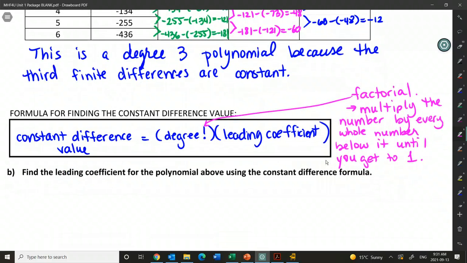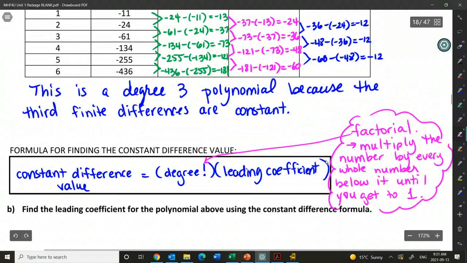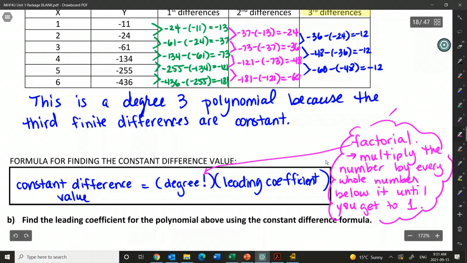Okay, so if you wanted to do a little example for yourself, you can do it maybe above here if you have space. Example: 4 factorial equals 4 times 3 times 2 times 1. So 4 factorial will be 24.